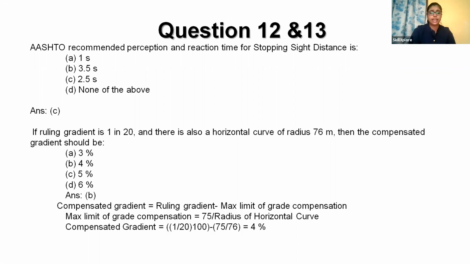And then ruling gradient minus maximum limit of grade compensation has to be done. Here the ruling gradient is given as 1 in 20, but the answer is given in percentage. So you have to first convert it into percentage. 1 divided by 20 into 100 minus 75 divided by 76. The answer is 4%. That is option B. Fine.